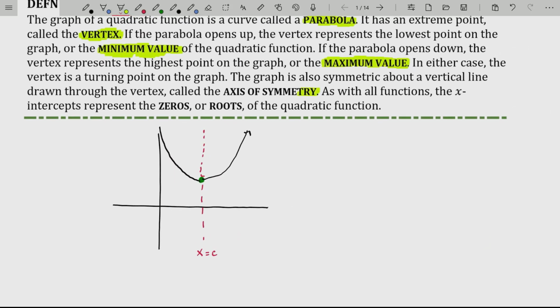So always, the axis of symmetry for a parabola that opens up or down will have an equation of x equals something. As with all functions, the x-intercepts, which this one currently does not have, represent the zeros or the roots of the quadratic function. Zeros or roots are just fancy names for x-intercepts. Well, actually, they're more involved than that. So if there's a mathematician watching this, they don't yell at me. I do realize that zeros and roots are slightly different than just x-intercepts.